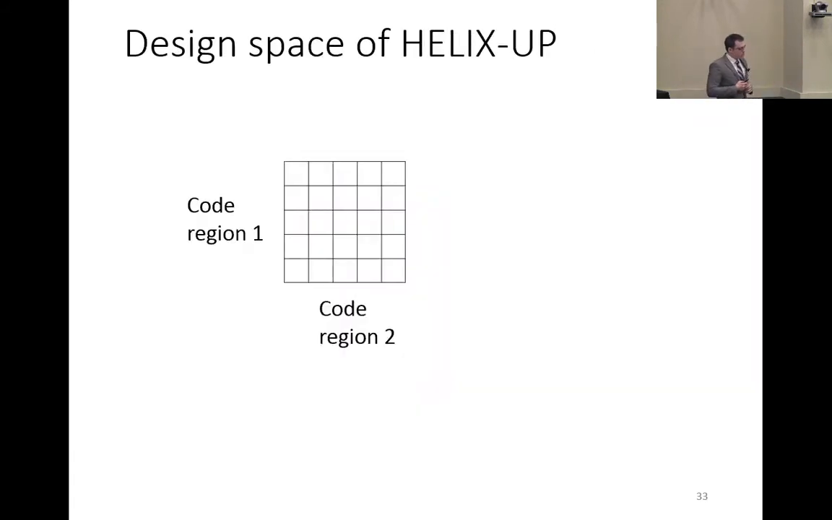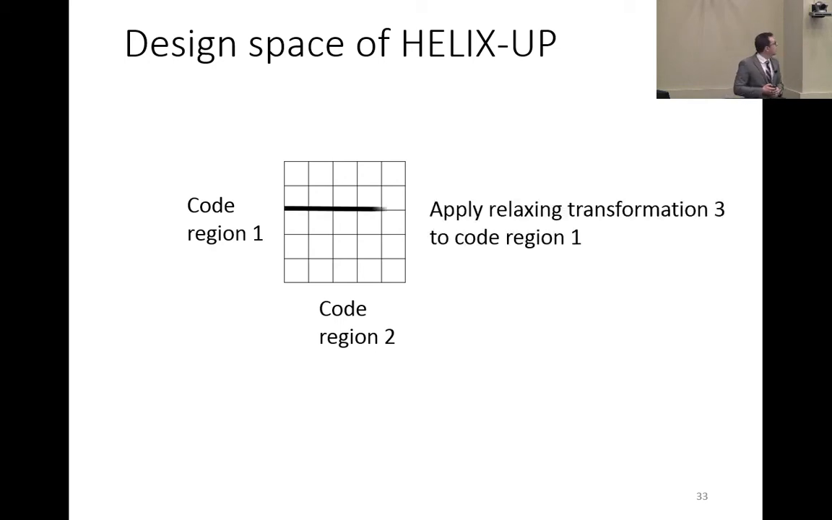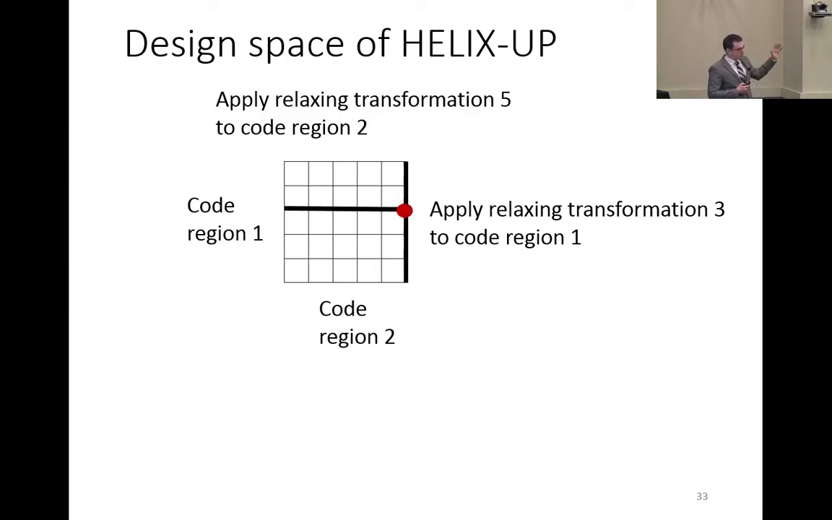So for this, I'm going to use an example. Let's assume that we are parallelizing a very simple program that has only two code regions that can lead to a bottleneck, so two sequential segments, for example. Now, if you decide to apply relaxing transformation 3 to code region 1, and relaxing transformation 5 to the second code region, you identify a point in the design space we just created by having these relaxing transformations.